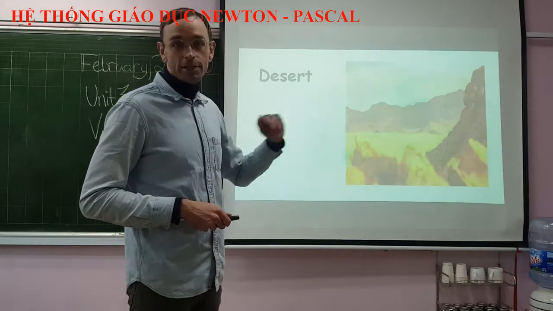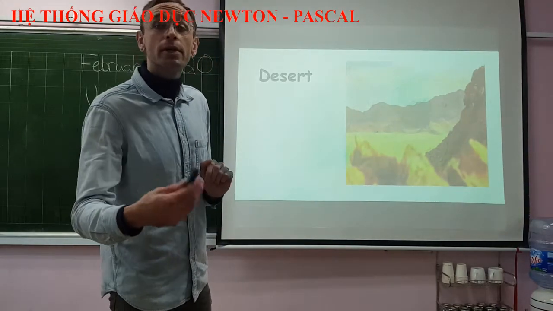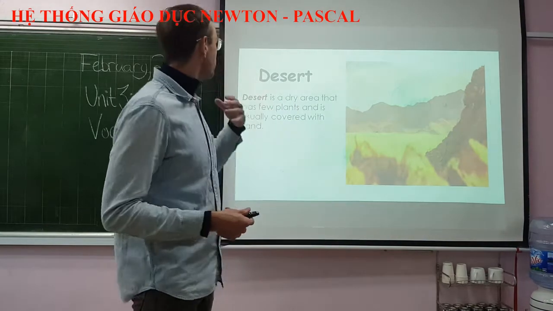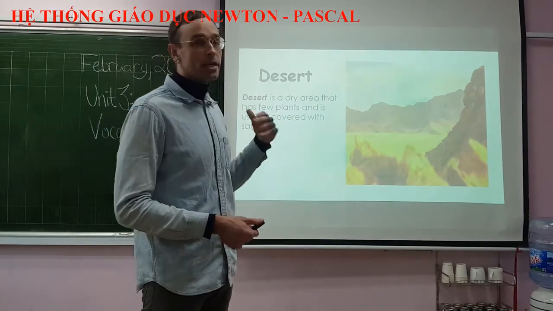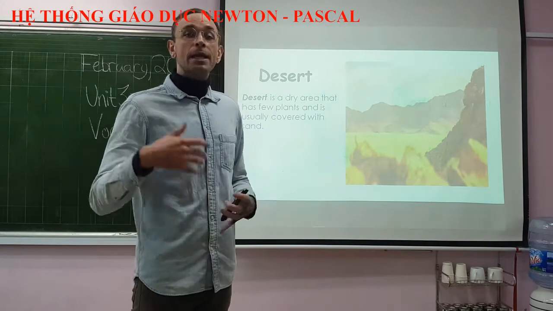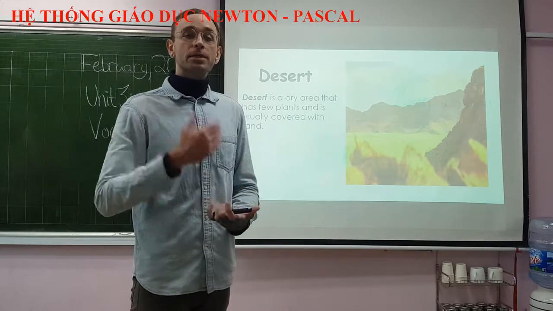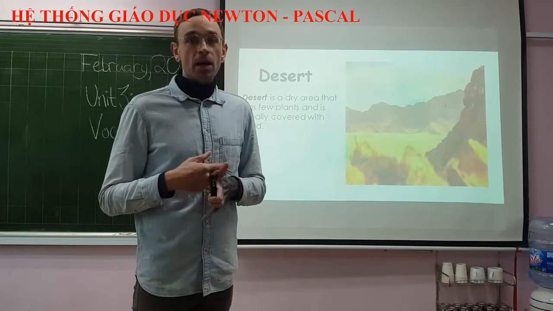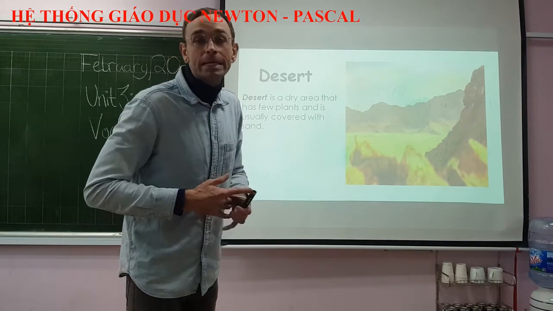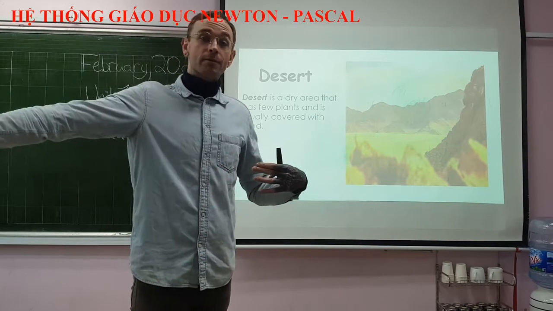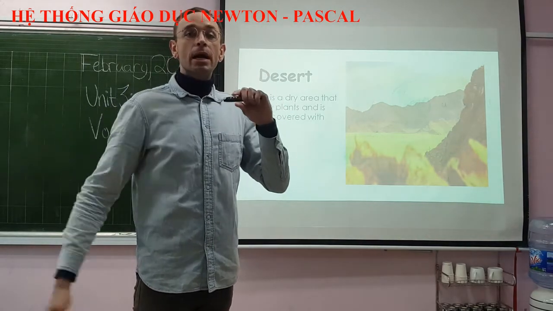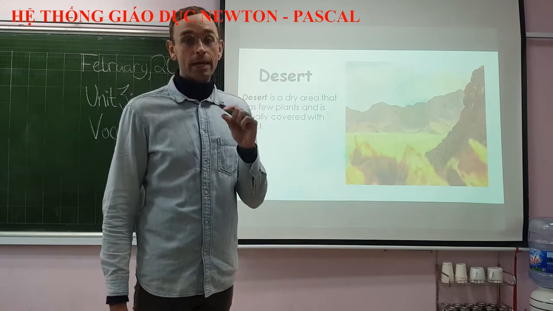Okay, the desert. Here we have a picture of the desert. A desert is a dry area that has few plants and is usually covered with sand. It's a dry area, so this means that it gets very, very little rain. Unlike the rainforest, which would be almost the opposite of a desert, a desert must only get a certain amount of rain each year.